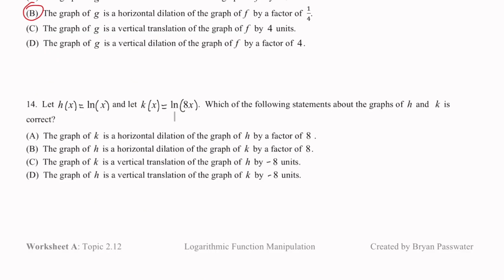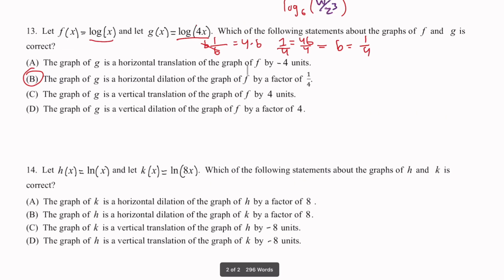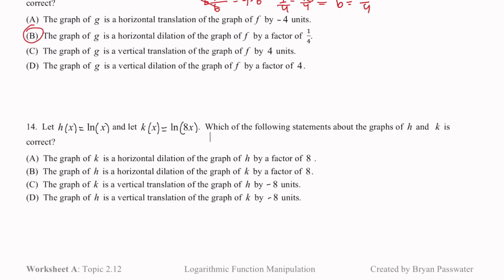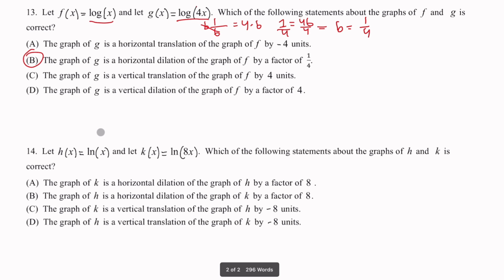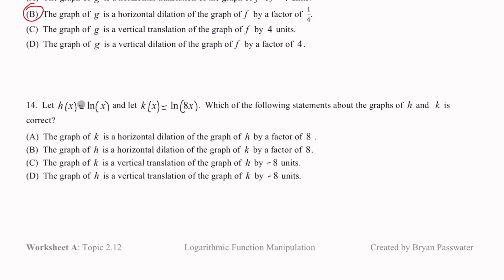So now number 14, let H of X equal that, and K of X is equal to this. So it looks like K of X is a transformation of H of X just by 8. So it looks like it would be the same thing, 1 over 8. Okay, but it's actually not in the answer choices. So we didn't do it wrong, it looks like, but it looks like it's tricking us here. So there's a possibility that H of X is a transformation of K of X, because it looks like K of X cannot be a transformation of H of X.